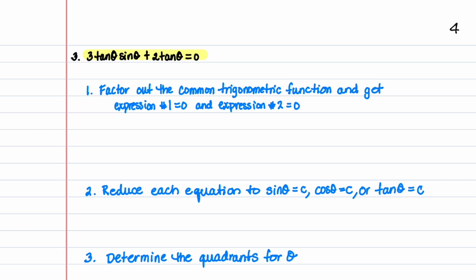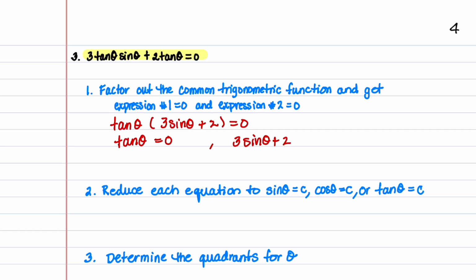We see that we have a tangent common to both terms, so we'll factor that out. This gives us tangent theta times 3 sine theta plus 2 is equal to 0. This gives us two equations. Our first equation is tangent theta is 0, and then our second equation is 3 sine theta plus 2 is equal to 0.